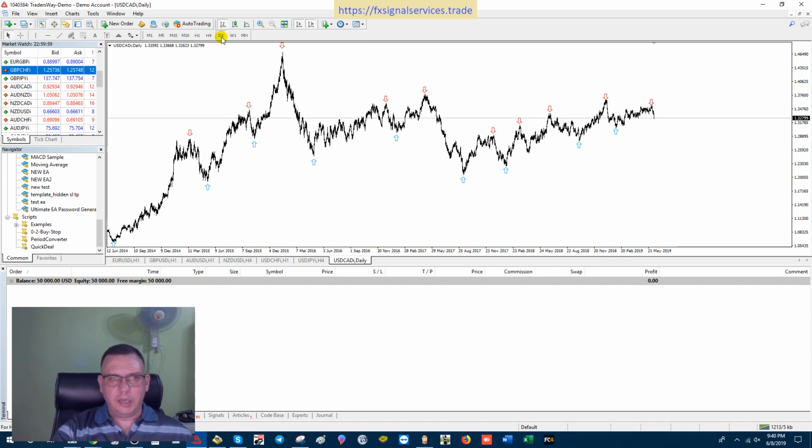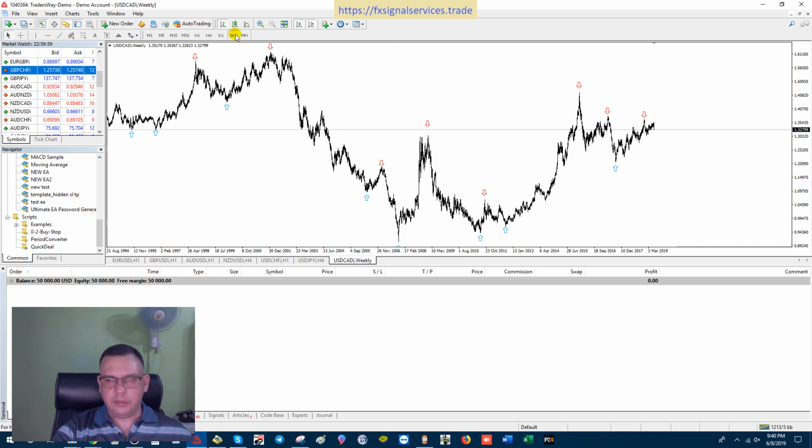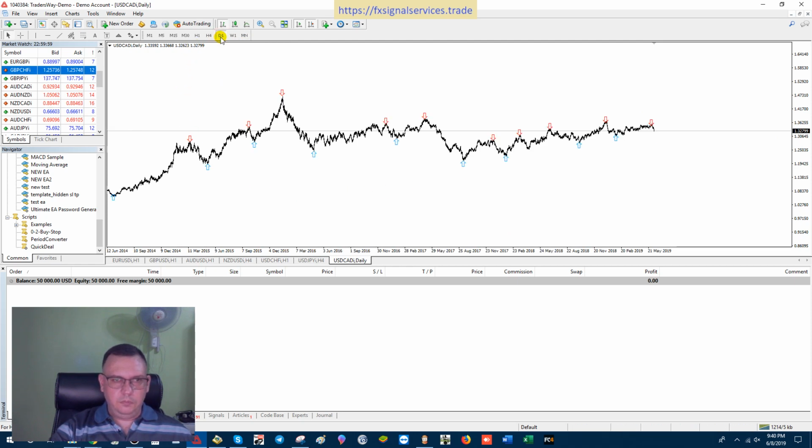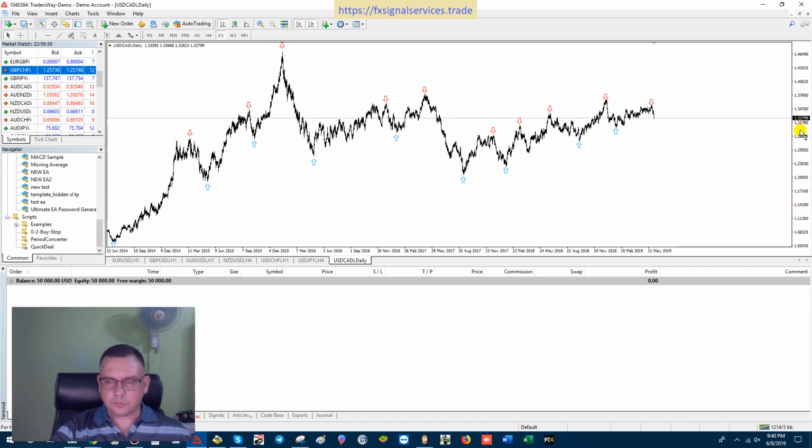If we look at the daily and weekly, it's showing bearish, right? It wants to go down. Even the monthly. So with that said, and that in mind, I would say that it's a good time to sell.